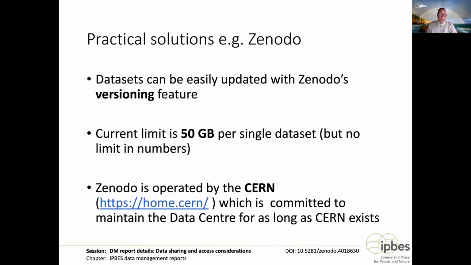In Zenodo, data can also be updated. We know that data sets evolve over time, so Zenodo proposes a versioning feature. It's currently limited to a maximum of 50 gigabytes per upload per single data set, but it doesn't prevent you from storing more than one data set. So you can submit 10 data sets of 50 gigabytes each if you wanted. This is very often not the case, but for certain types of remote sensing products, you might need a large amount of space. Overall, it should be good enough to cover most of your needs.